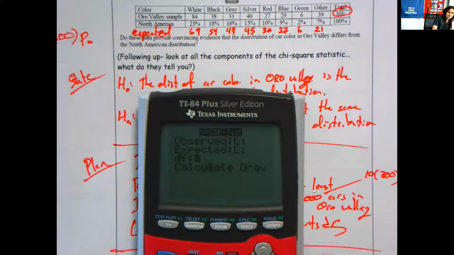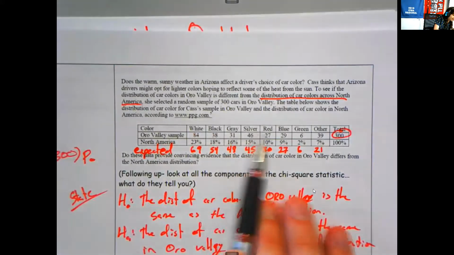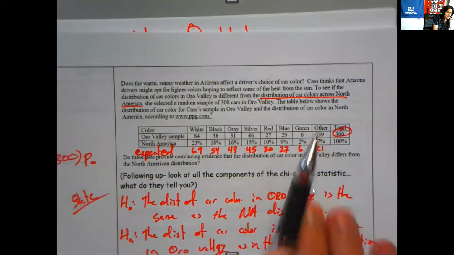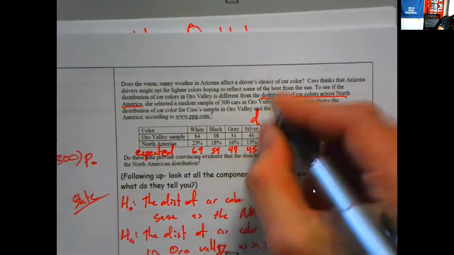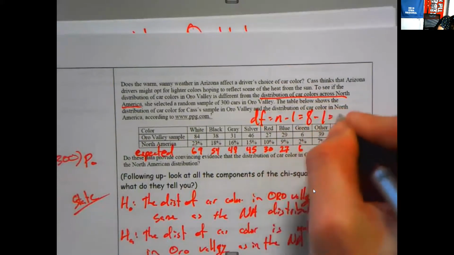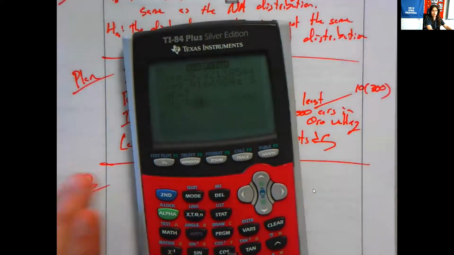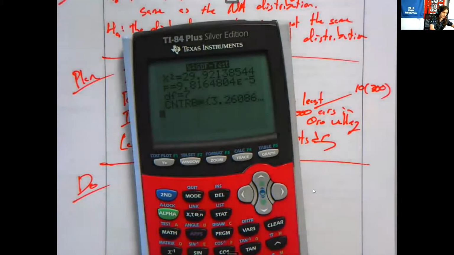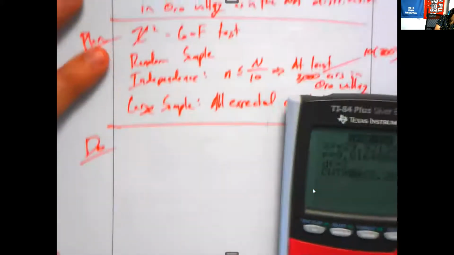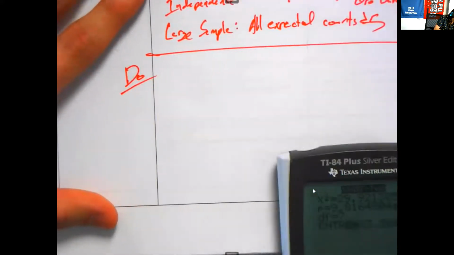Our degrees of freedom is not 5 here. I didn't report that. I should have. Our degrees of freedom here is what? 1, 2, 3, 4, 5, 6, 7, 8. 8 minus 1 is 7. So our degrees of freedom here is 7. I'm going to put a 7 in there, hit enter, calculate, and I have my answer. All right. So the do step, you're just going to copy everything down from the do step as we have in the past.